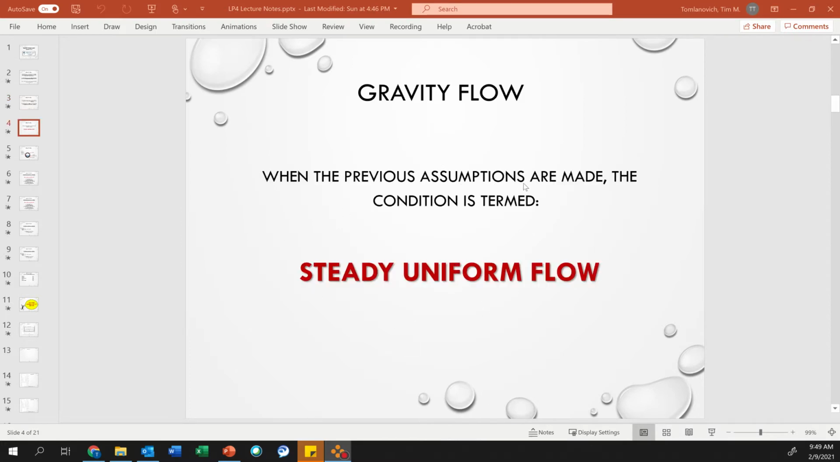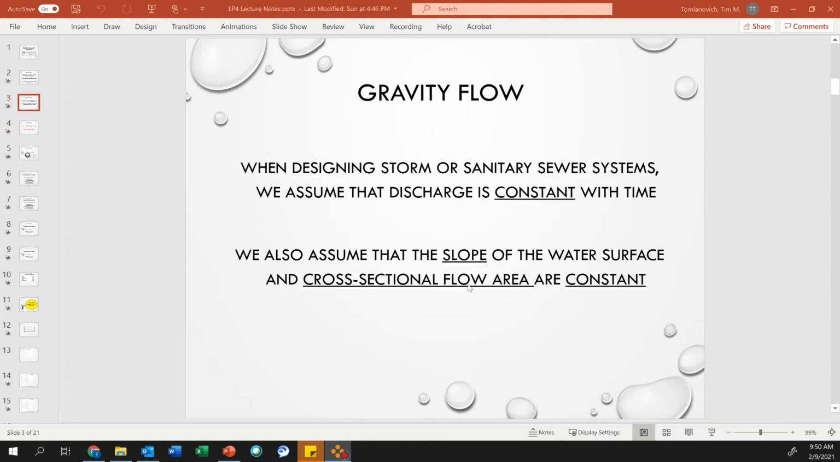Okay, so when the previous assumptions are made, the condition is termed steady uniform flow. When you hear steady state uniform flow, that's what that means. So the cross-sectional area is constant and the water surface is constant.